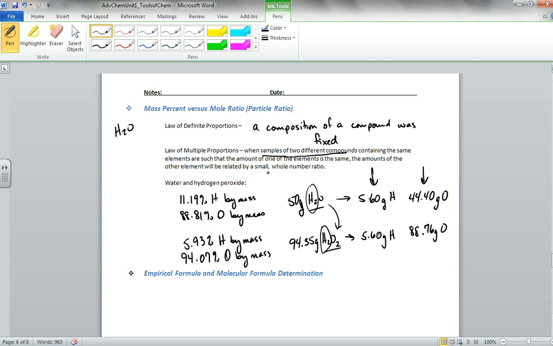What's the reason for this? Well, it goes back to the formula. The reason is the same as to why we have these subscript numbers here. We're expressing the number of atoms. There are these things called atoms, and you cannot have a fraction of an atom.